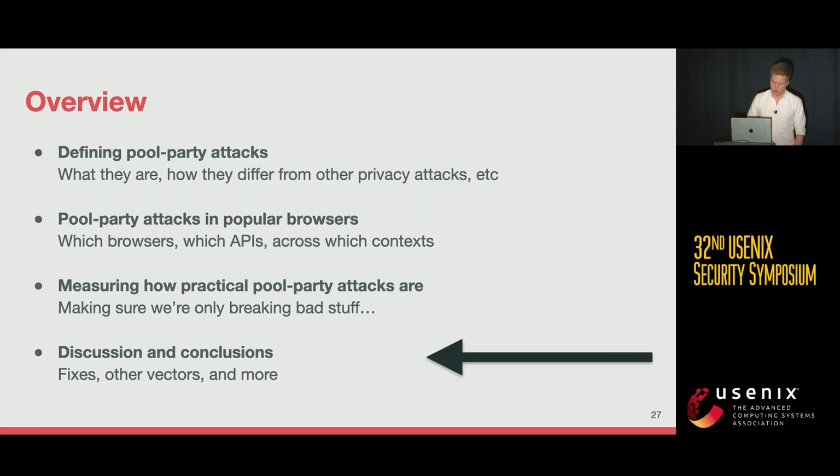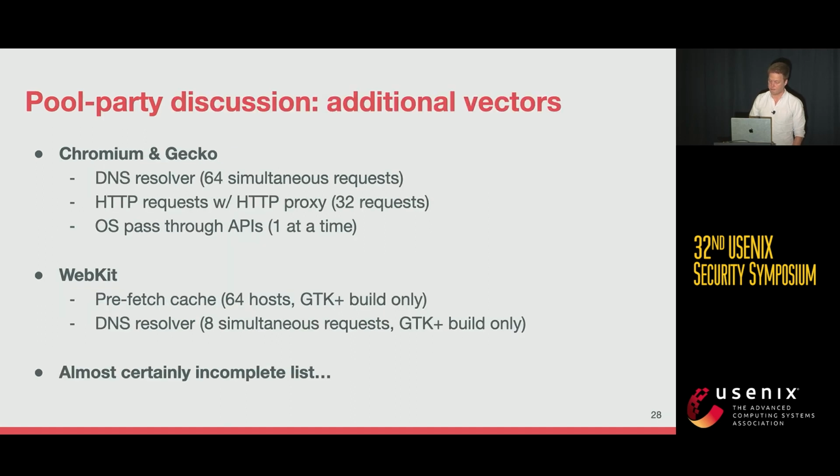So to wrap up, what can we say about this? There are a couple of conclusions from the paper. These are not the only attack vectors that we found. All the browsers we measured have other unpartitioned global resource pools. In both Chromium and Gecko browsers, for example, with the DNS resolver, you can only have 64 simultaneous requests at a time. If you're communicating through an HTTP proxy, there's a cap on how many requests can be in the air at a time.